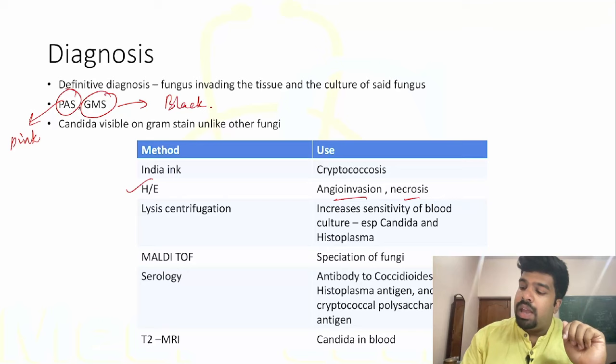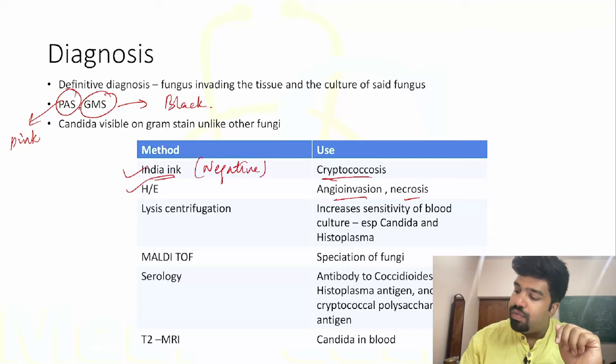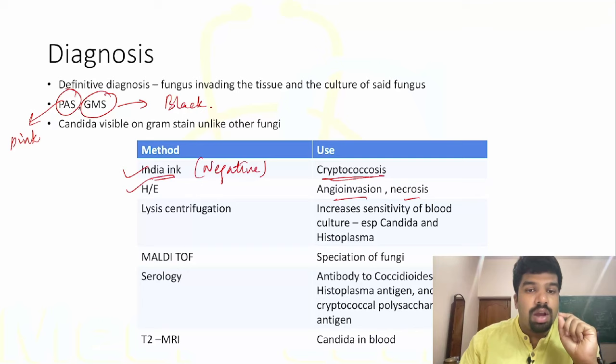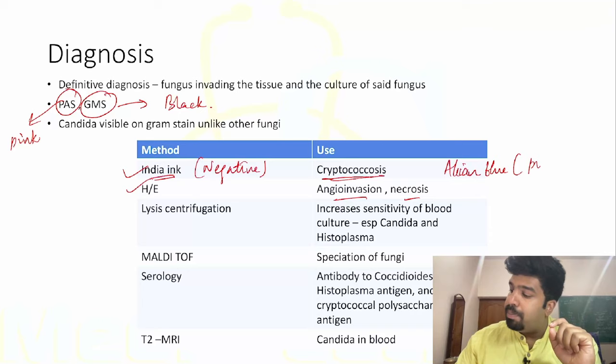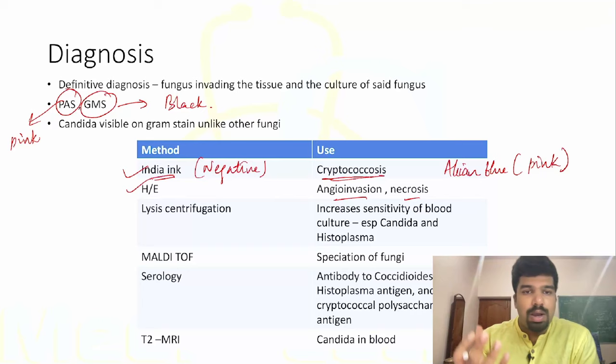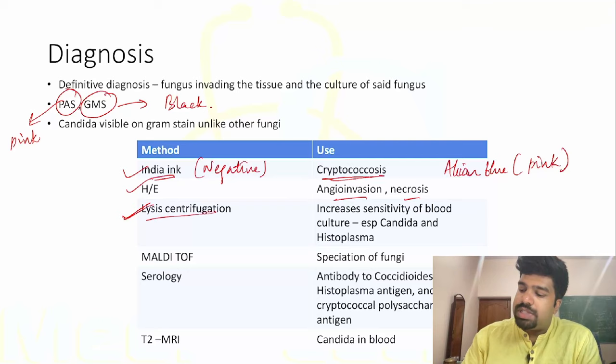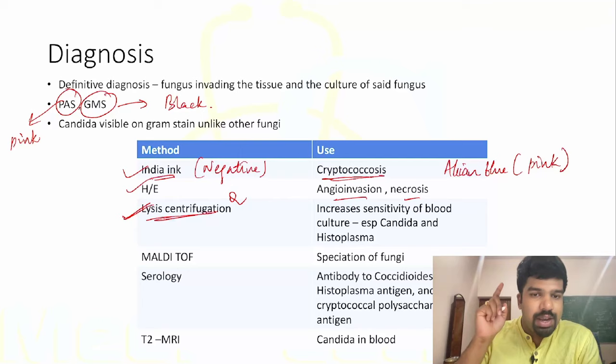In India ink, which is a negative stain, okay, you are going to look for cryptococcal bodies. So, these are going to be black in color, compared to Alcian blue, which is a positive stain and is going to make the slide of cryptococcus look pink. Lysis centrifugation is an important question because it increases sensitivity of candida and histoplasma in blood. Okay. It is a method to increase the sensitivity of picking up candida and histoplasma in blood.